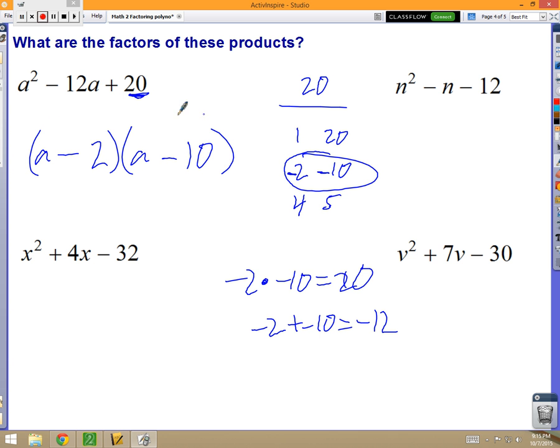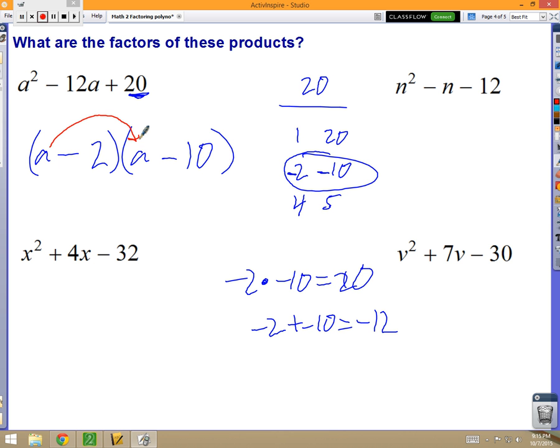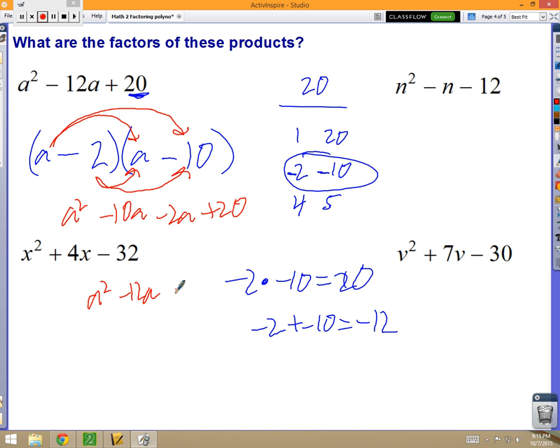So if you think that's what you've got, go ahead and multiply it, and if you get that answer, then you got it right. So a times a is a squared. A times minus 10 is a minus 10a. Minus 2 times a is a minus 2a, and a minus 2 times minus 10 is a plus 20. And add your middles, a negative 10 and a negative 2. So we got a squared minus 12a plus 20. Okay, that's it.